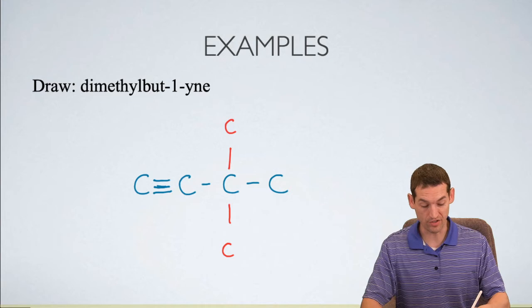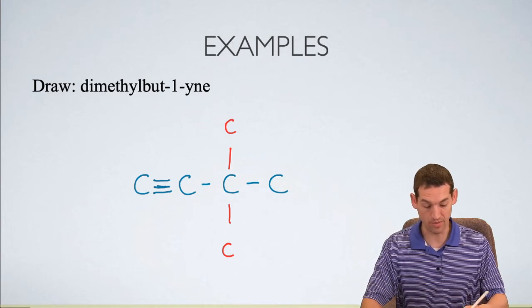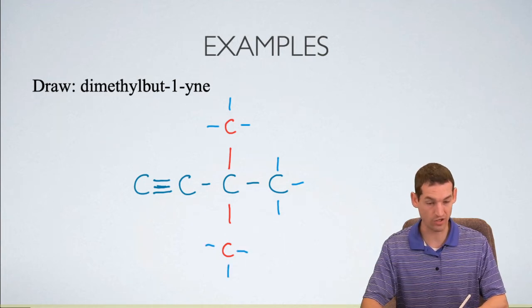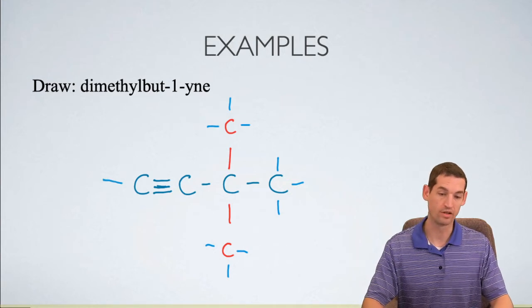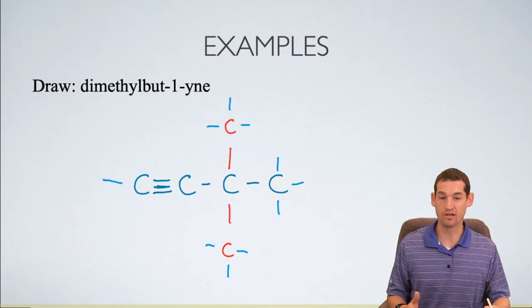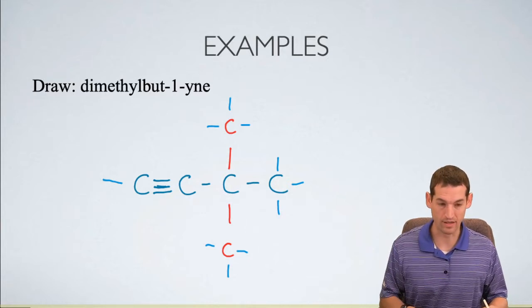Now keep in mind, if this is a structural diagram, I should be making sure that every carbon has all 4 bonds. So we'll draw in that. This carbon's already full. This one has 3, so it needs 1 more there. So there would be a structural diagram of dimethyl but-1-yne.